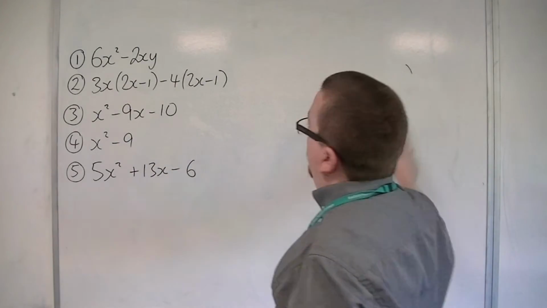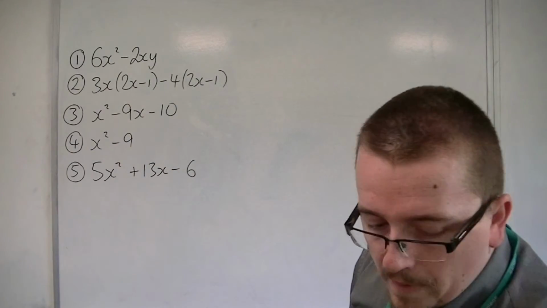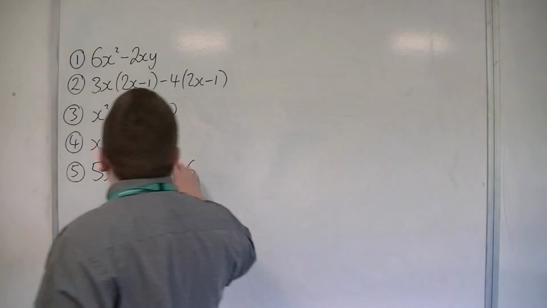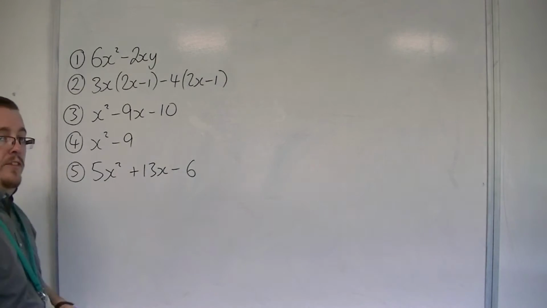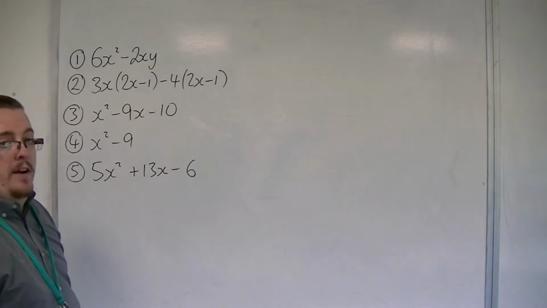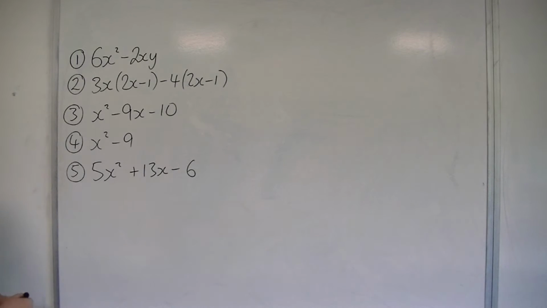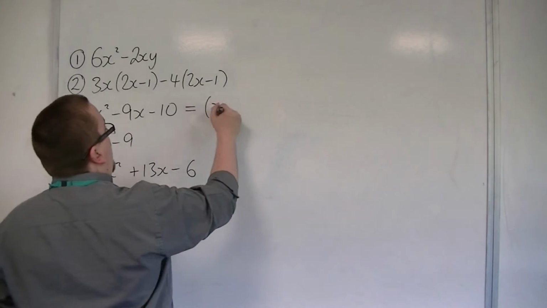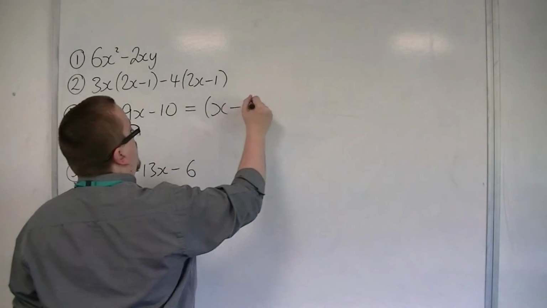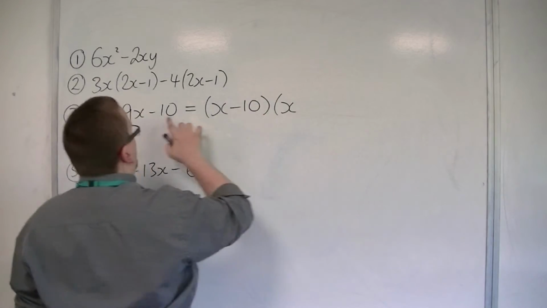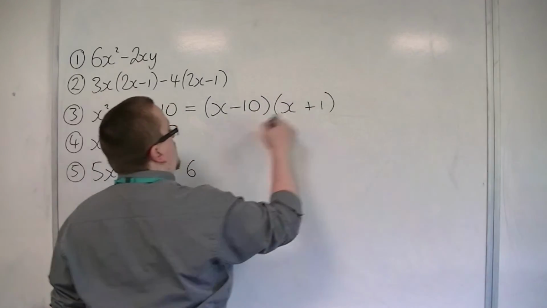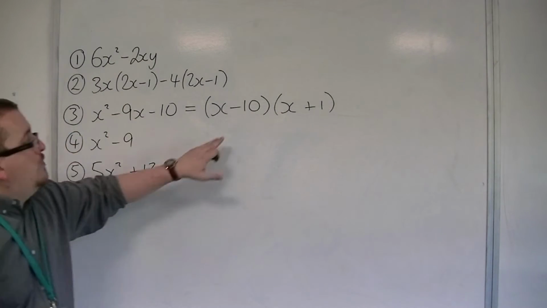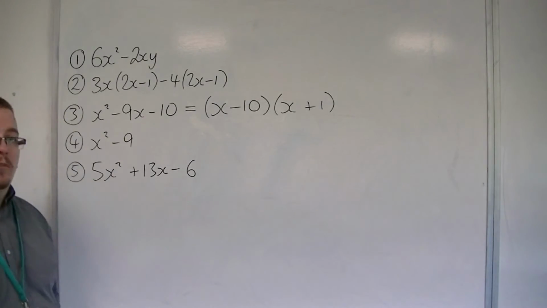Let's look at number 3. So number 3 is a bit more traditional. X squared minus 9x minus 10. So you're looking for two numbers that multiply together to make minus 10, but add together to make minus 9. So those two numbers would be minus 10 and plus 1. Because minus 10 times 1 will get me the minus 10. And minus 10 plus 1 will get me the minus 9. So this quadratic factorises to x minus 10, x plus 1.